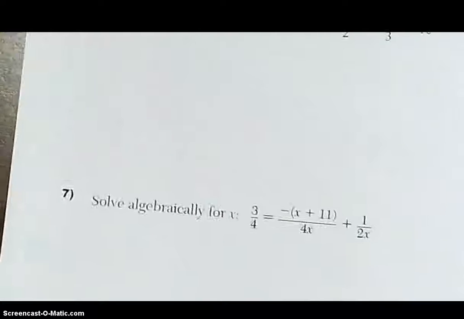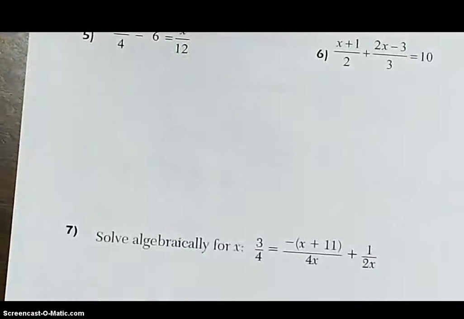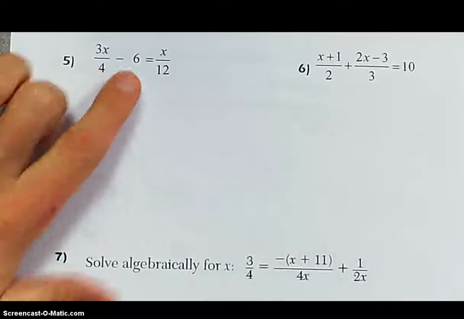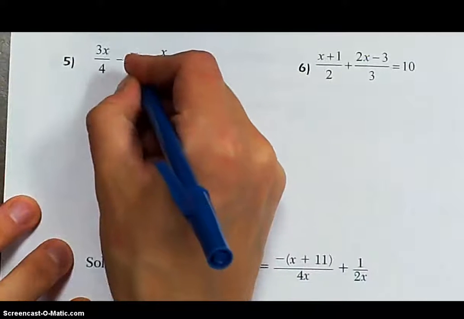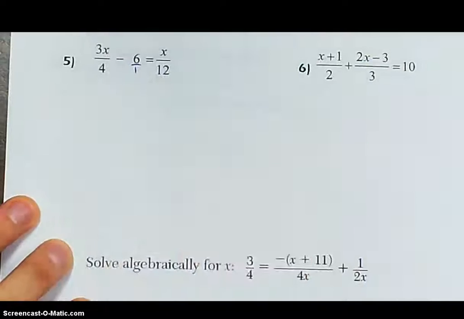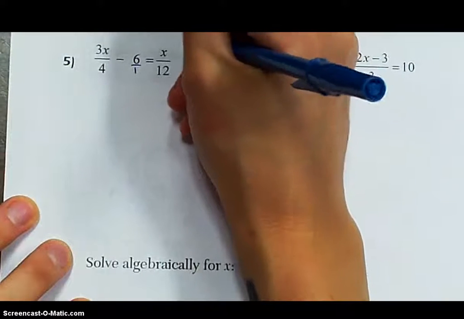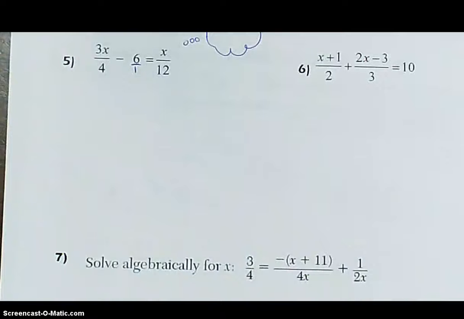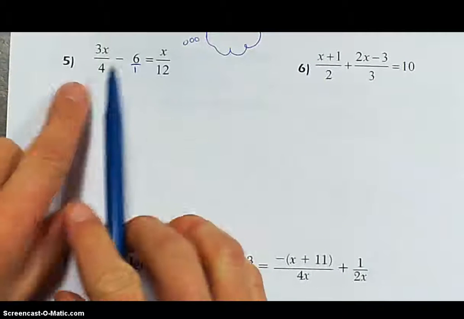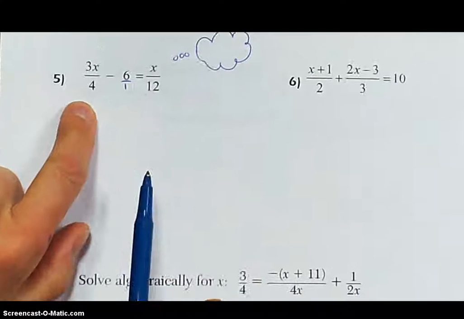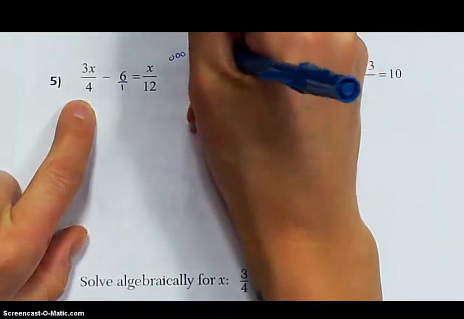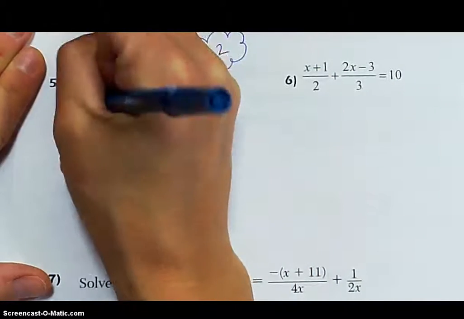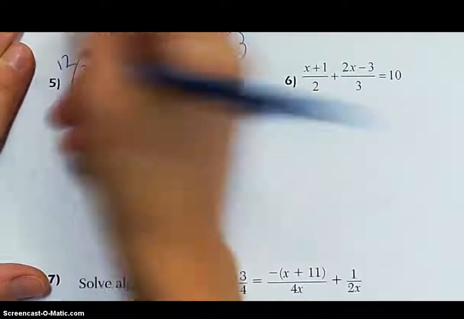So let's take a look here, at number 5. This one looks a little bit different, but let's see. We have a fraction minus, let's take the whole number, let's make it a fraction, equals a fraction. So this would be much easier if we had no fractions. So let's see, can we find the least common multiple? What is a number that 4, 1, and 12 will all go into? That's right, they will all go into 12. So we're going to take everything here and multiply it by 12.